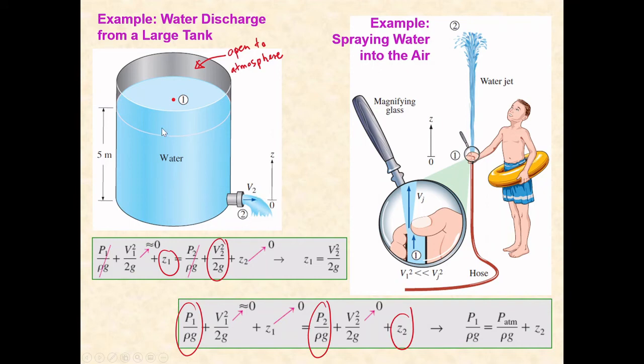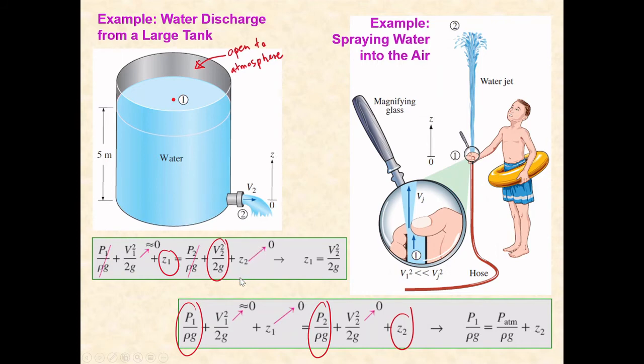Alright, and then we have Z1 and Z2. If we pick Z2 as a reference point, then Z1 minus Z2 will be equal to 5 meter. So in this case, we can assume Z2 as 0. Then we know Z1 is 5 meter above. So we cancel out Z2, we make Z2 as 0.